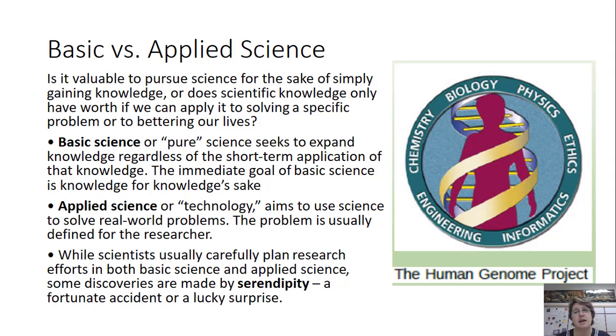Applied science is kind of referred to as technology, but you have to be careful how you use that because it's not meeting every definition of the word technology. This is using science to answer or solve a real-world problem. And the problem is usually defined or even given to the researcher. It's not something that the researcher comes up with on their own. Scientists usually carefully research and plan their research in both basic and applied science. Again, as I mentioned before, some discoveries are made by what's called serendipity, which is a fortunate accident or even a lucky surprise in which we are able to learn something new about the way the world works.